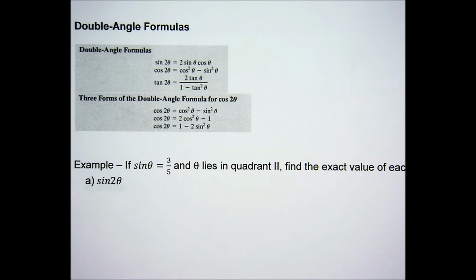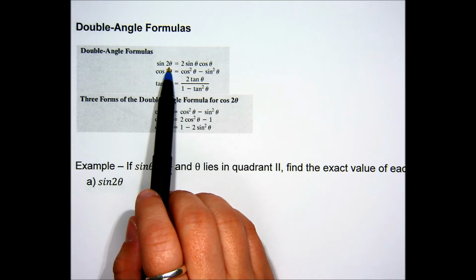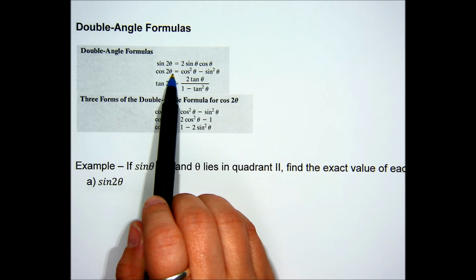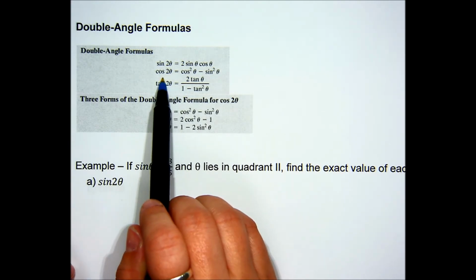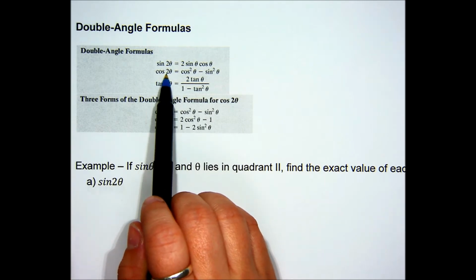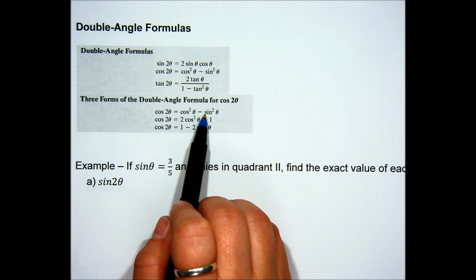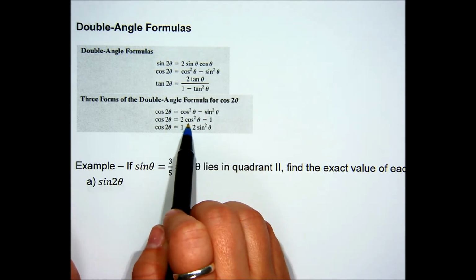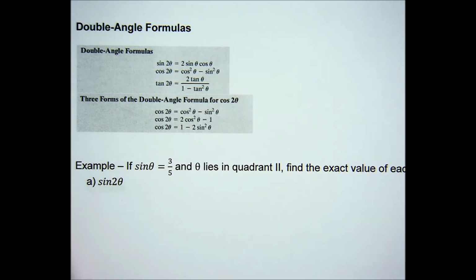Let's look at double angle formulas. Okay, so I have sine of 2 times theta, 2 sine theta cosine theta, cosine of 2 times theta, tangent of 2 times theta. Now, what's nice about the cosine of double angle is that I actually have 3. I can use cosine squared minus sine squared, or I can use 2 cosine squared minus 1, or I could use 1 minus 2 sine squared. Just depends. They're all equivalent.